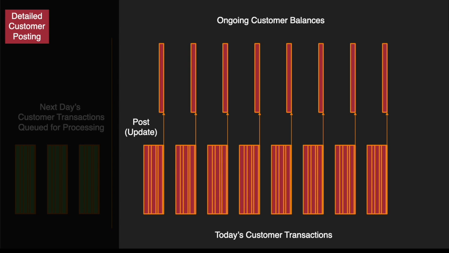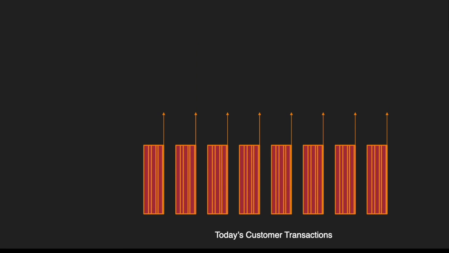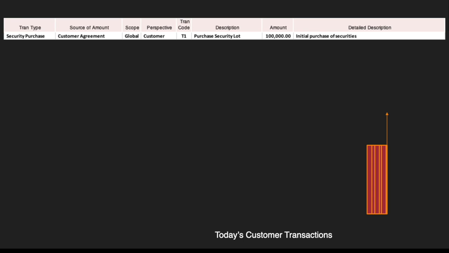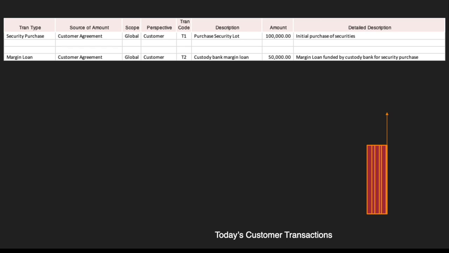Let's drill into these transactions and understand a bit more about how they're calculated and what their impact is on financial reporting. Let's use as an example a customer purchases some securities on margin. This might be the transaction that might be made in the source system for the security purchase: $100,000 worth of securities with a global scope and the customer perspective reflected in the transaction. The second business event is that the purchase is done on margin. In other words, a loan is given in order to purchase these securities.